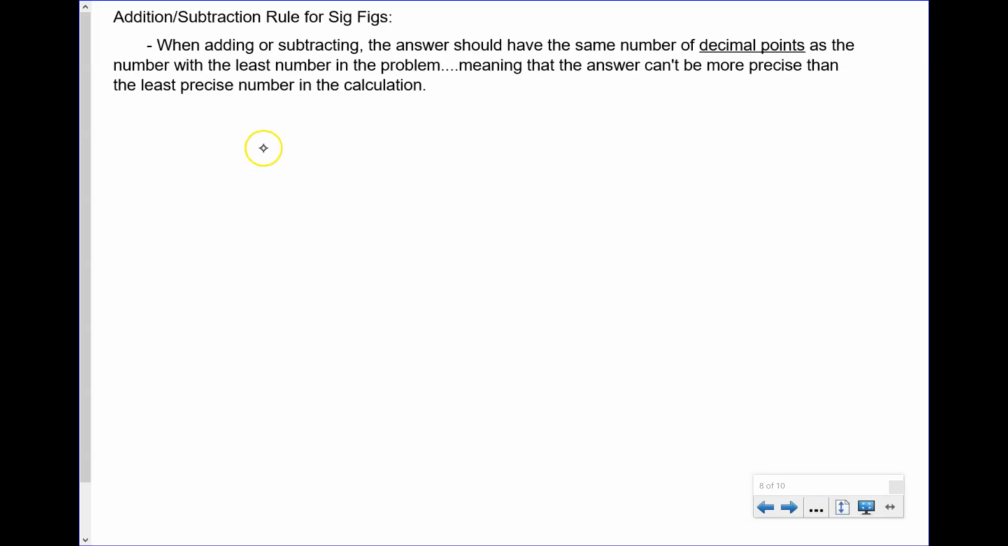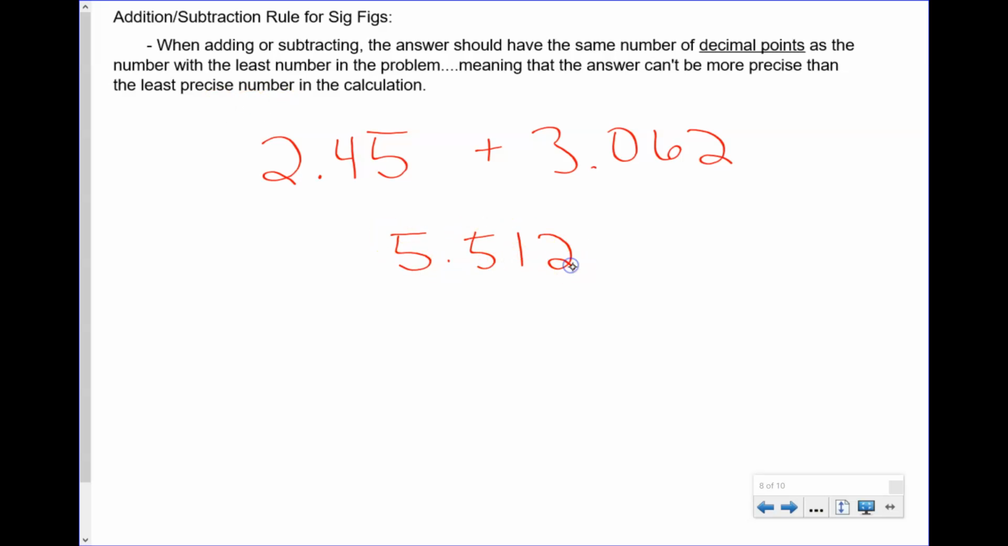So let's take 2.45 plus 3.062. All right, so the very first thing we do is we simply do the math like we normally would. So you can break out your calculator if you don't want to fool with the decimals at this point. So if I do that math, I get 5.512 for my complete answer.